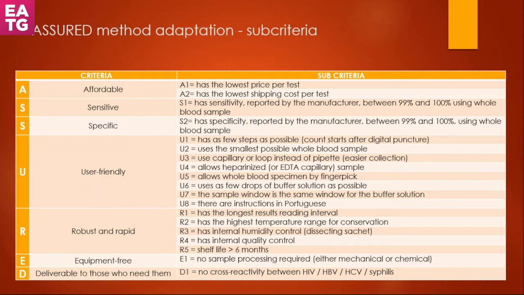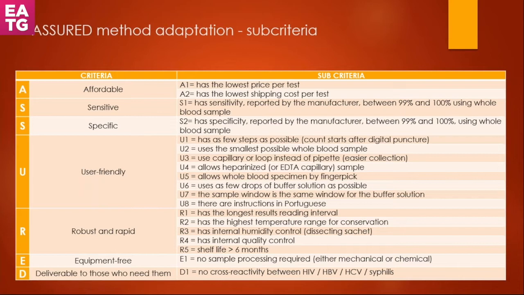Criteria number 4 is if it allows EDTA capillary. We have sexually transmitted infections appointments, and sometimes we have whole blood collection for other testing, and we need to have rapid diagnostic tests that allow the anticoagulant EDTA for that use. For criteria 5, if the whole blood specimen for fingerprint is allowed in the instructions of use.